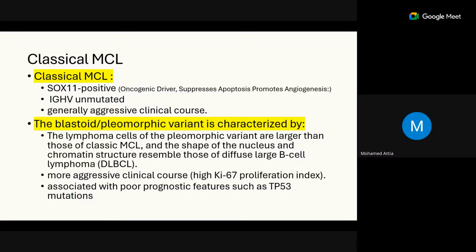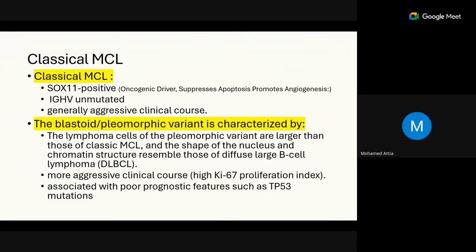So what are the types of mantle cell lymphoma? The first one is the classical, or the nodal form. We have three types of mantle cell lymphoma: the nodal form, the leukemic phase, and the in situ malignancy. For the nodal form, we have two formations or two steps.